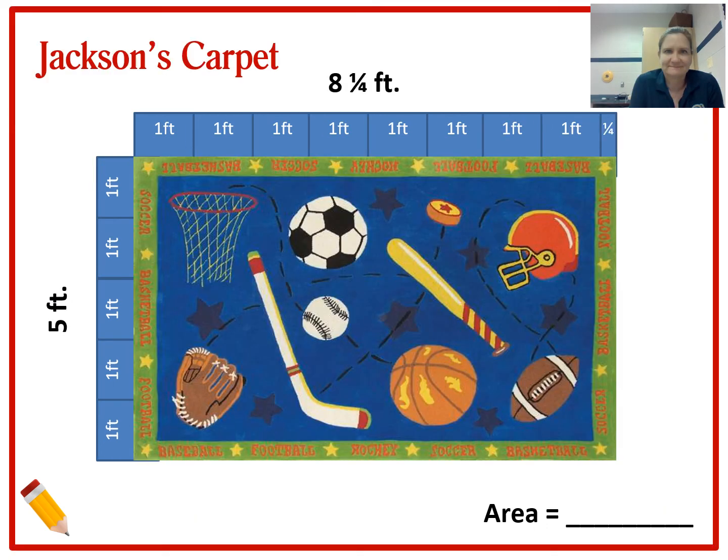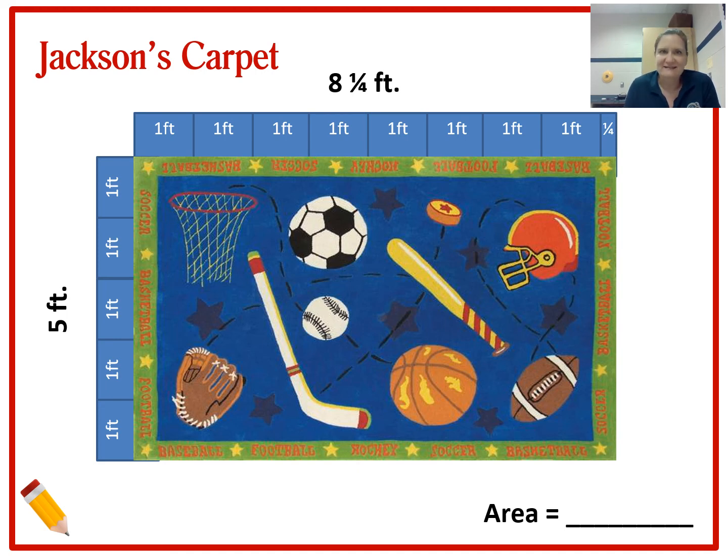Okay, I think we are ready. All right, now it's time to find the last carpet's measurements, which is Jackson's carpet. His carpet is 8 1/4 foot by 5 feet. So at this time, please find the area of Jackson's carpet. Pause the video, solve, and then unpause the video when you are ready to find the answer.